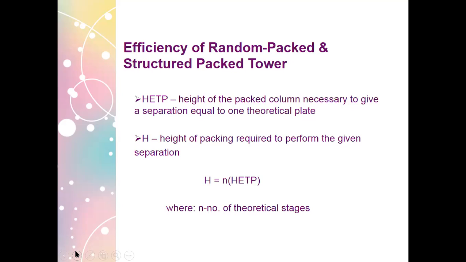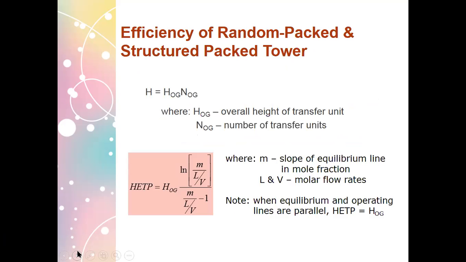If our column is a packed column, then the concept of the HETP would also be used here in determining how high our distilling column will be. The height of a packed column necessary to give a separation equivalent to one plate or tray or stage is HETP. If you multiply it by the theoretical number of stages that's determined, then you can theoretically determine how high your column would be. So you need the HETP for that. And here's the formula for the HETP.